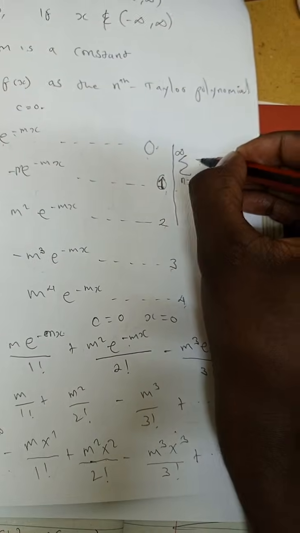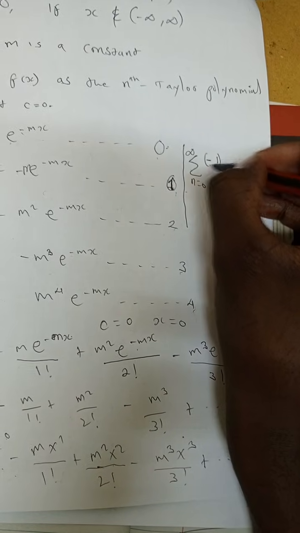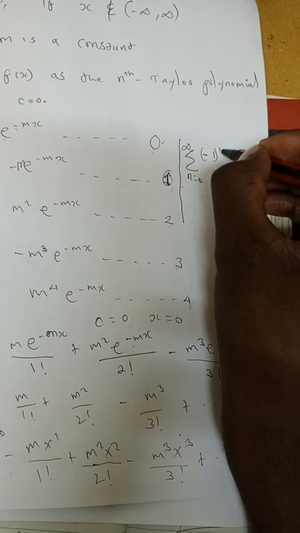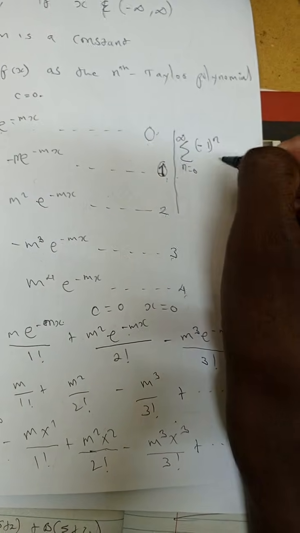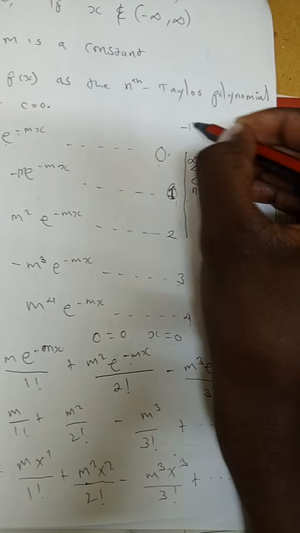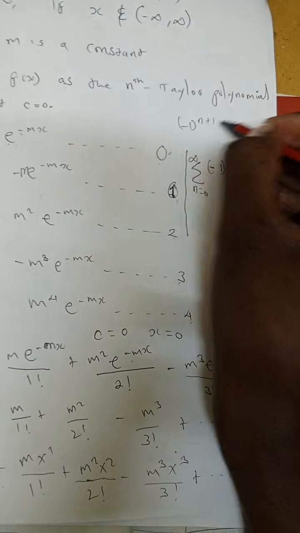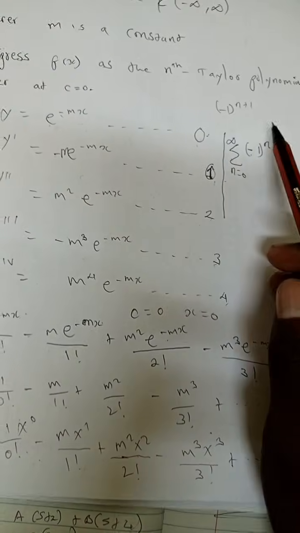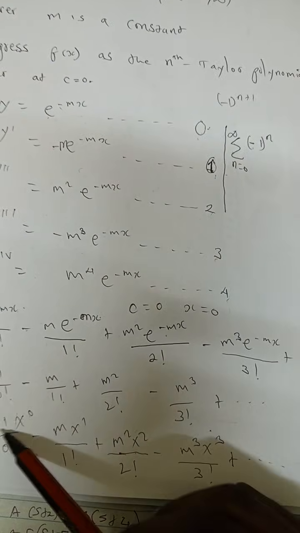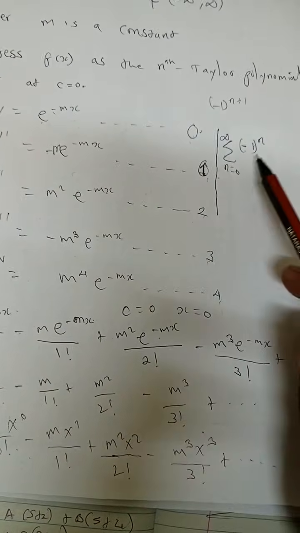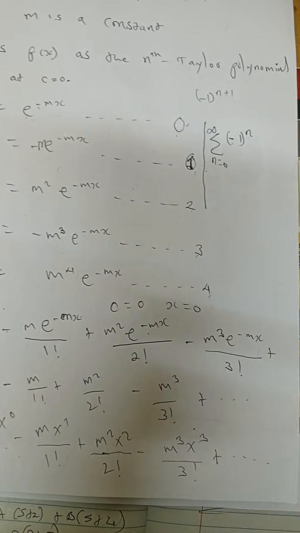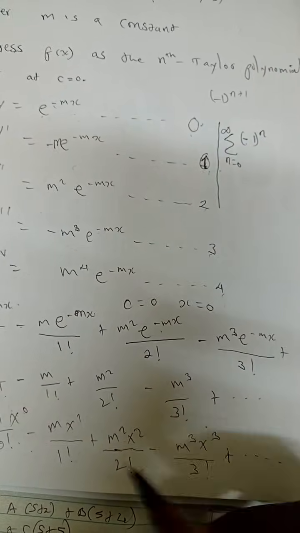Whenever even is positive and odd is negative, just use -1 to the power n. But if it's vice versa, we're supposed to use -1 to the power n plus 1. So we can test that. If we get a 0, substitute there: -1 to the power 0 is positive. For 1, -1 to the power 1 will be -1, and for 2 it will be positive. You see, that's how lovely this is.